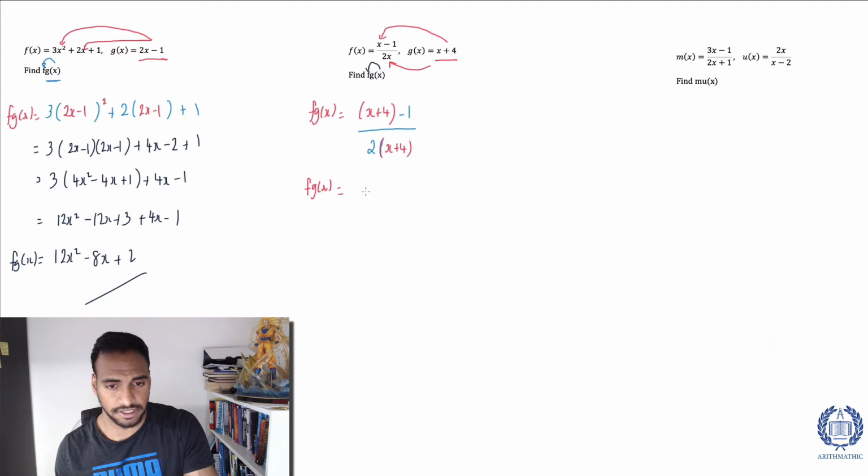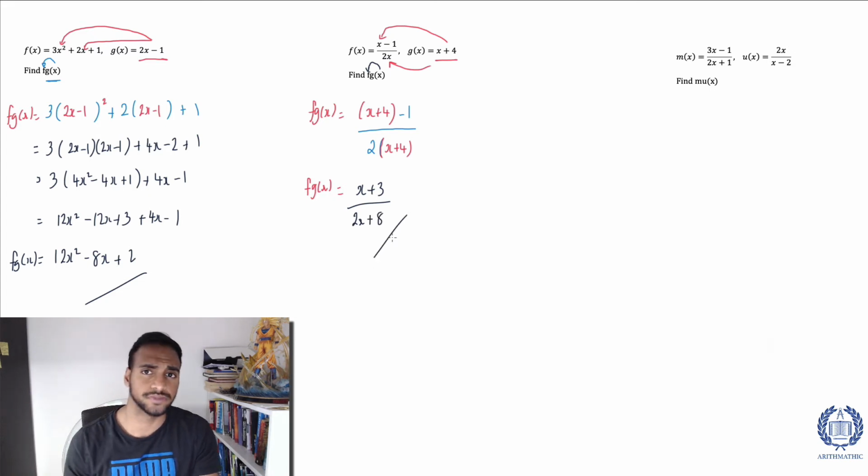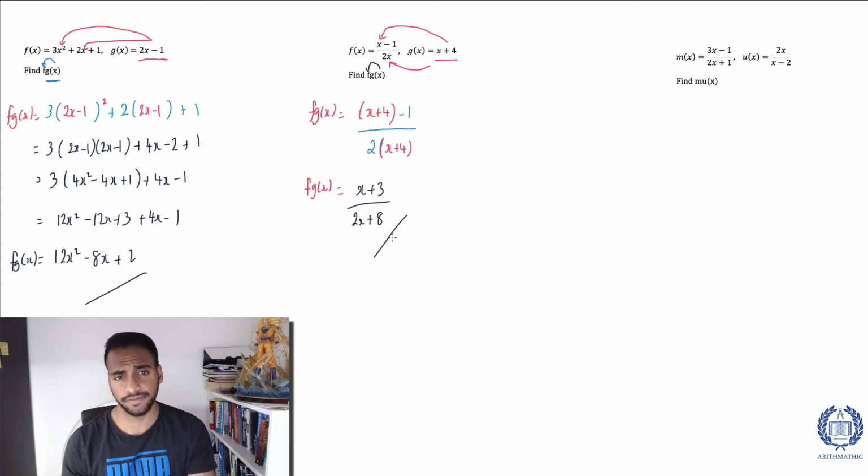So x stays the same. 4 minus 1 is 3 over 2 times x is 2x, and then 2 times 4 is 8. That's my function. Composite function, should I say. That's it. That's the answer, fg of x, right? Subbing that inside the f function.